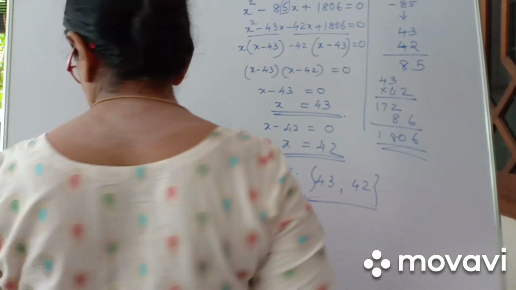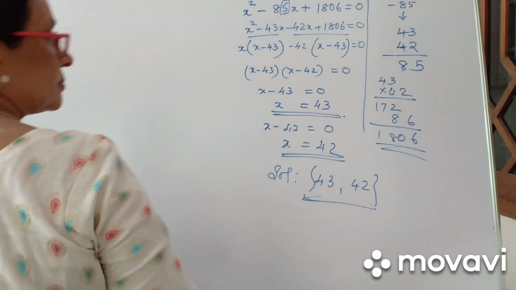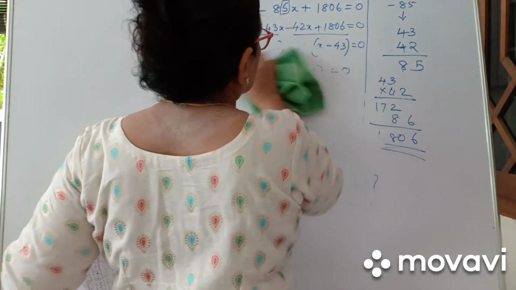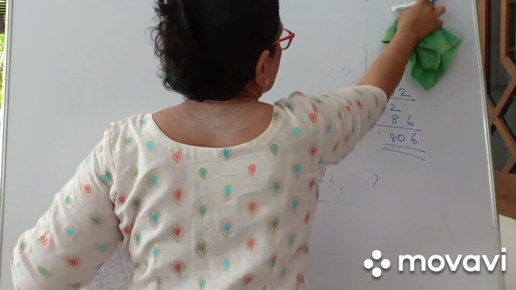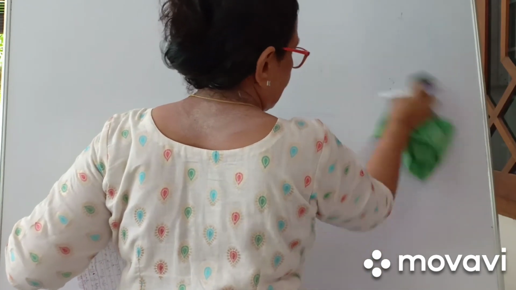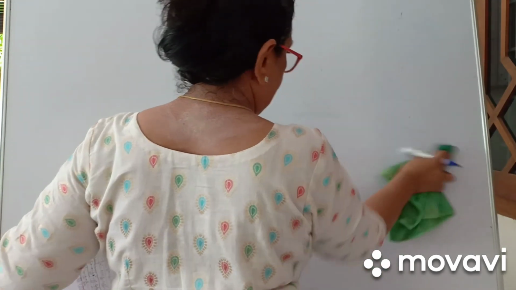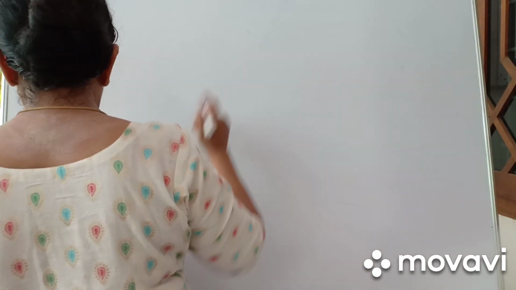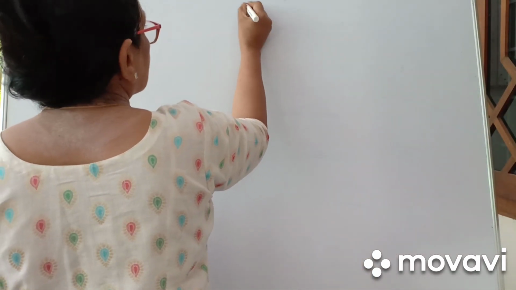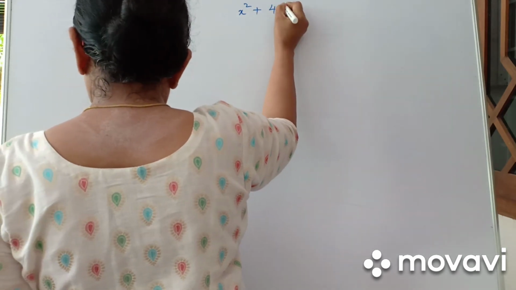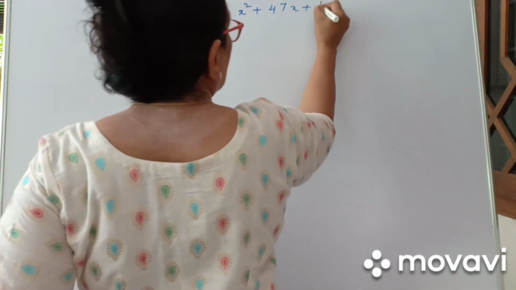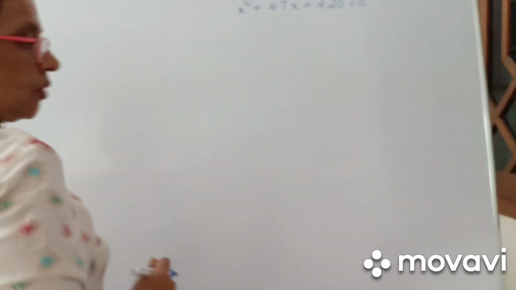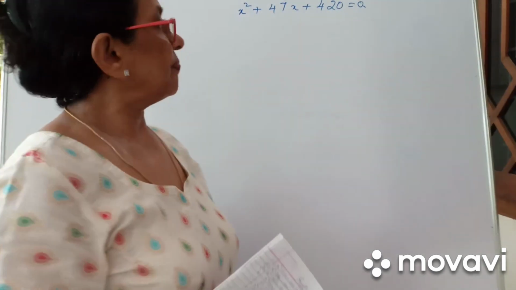Now we'll do one more. Okay, any doubt? We'll do one more. X squared plus 47x plus 420 equal to 0. Okay, now I'll tell you one more thing.